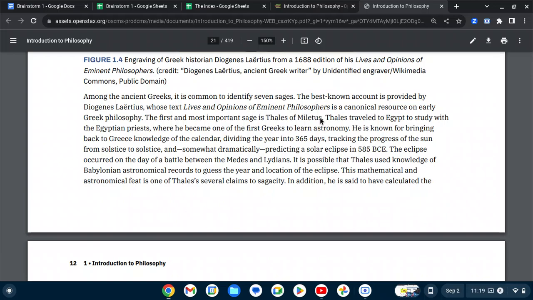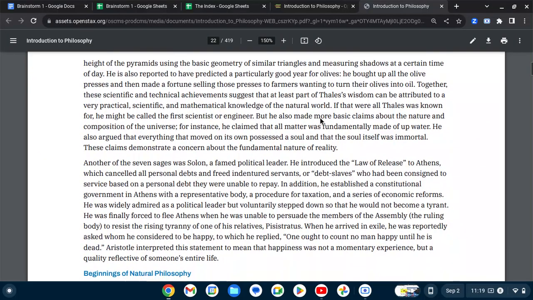In addition, he is said to have calculated the height of the pyramids using the basic geometry of similar triangles and measuring shadows at a certain time of day. He is also reported to have predicted a particularly good year for olives. He bought up all the olive presses and then made a fortune selling those presses to farmers wanting to turn their olives into oil. Together, these scientific and technical achievements suggest that at least part of Thales's wisdom can be attributed to a very practical scientific and mathematical knowledge of the natural world. If that were all Thales was known for, he might be called the first scientist or engineer.